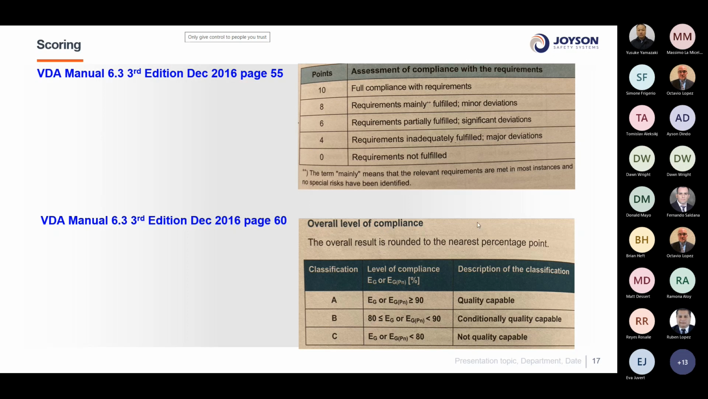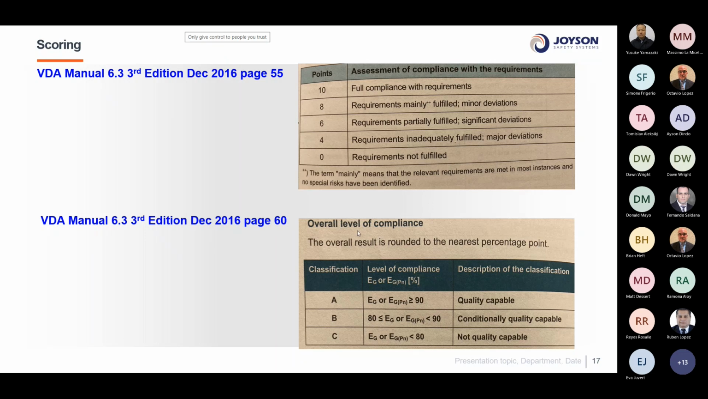Also, the level of compliance, this scoring that we have over here on top. Sorry for the pictures, but I just took that from the manual. I took it from the VDA 6.3 manual, third edition, released in 2016. You can find that on page 55. That is just an invitation for you guys: go and buy the manual, and check that what I'm telling you is in fact evidence of what the manual is calling for. At the same time, you will be able to interact and get related to the manual.